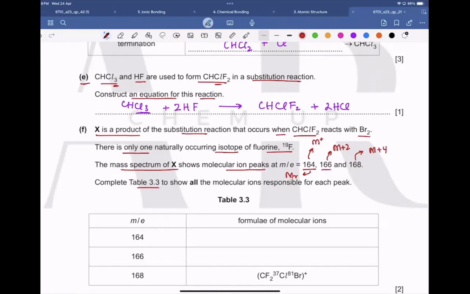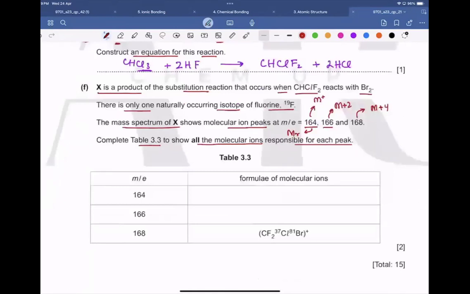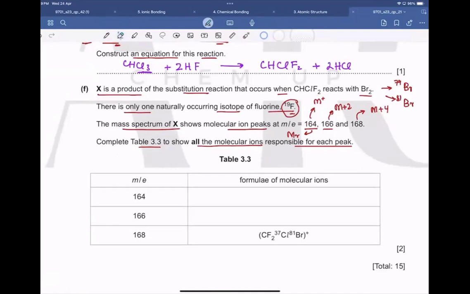Now, if you see over here, as they have mentioned, chlorine has isotopes, chlorine 35 and chlorine 37. And if we talk about bromine, bromine has two isotopes. One is bromine 79 and one is bromine 81. So the first thing we have to understand is which atom is substituted by bromine. So there is still one hydrogen in this molecule, right?